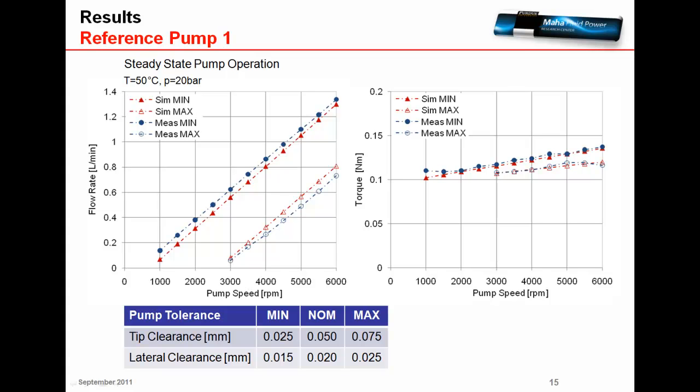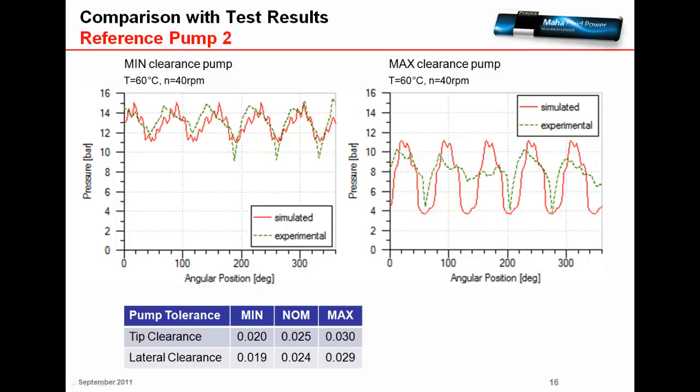Here we see the validation of the steady-state pump operation. We consider two different tolerance settings: a sim-min pump with minimum clearance for tip and lateral clearance, and a sim-max, the maximum clearance pump. Here we see some more dynamic results for flow and pressure ripple for two different pump tolerance settings and a comparison with the corresponding experimental results.